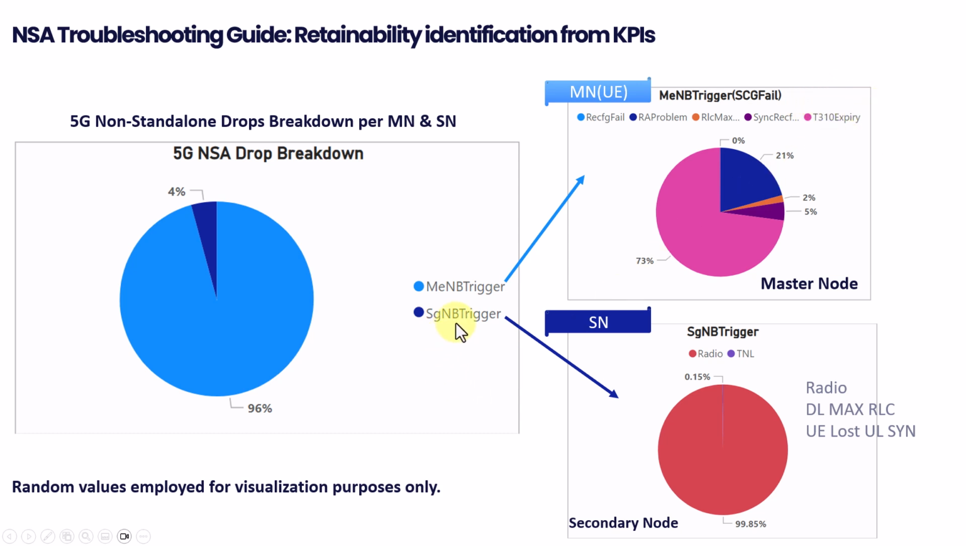The second cause is SgNB triggered, which means the secondary node is triggering the release. Here it is mostly radio related, and in general it has two causes: UE connection lost and uplink synchronization issue. This is also controlled by one of the timers, or it can be the downlink maximum retransmission for RLC being reached. The other one can be due to transport or transmission issues, for example. This data is just for visualization, it's not real data, so you will for sure find completely different figures in your network, and it will differ from one network to another. This can also be used for breakdown analysis.